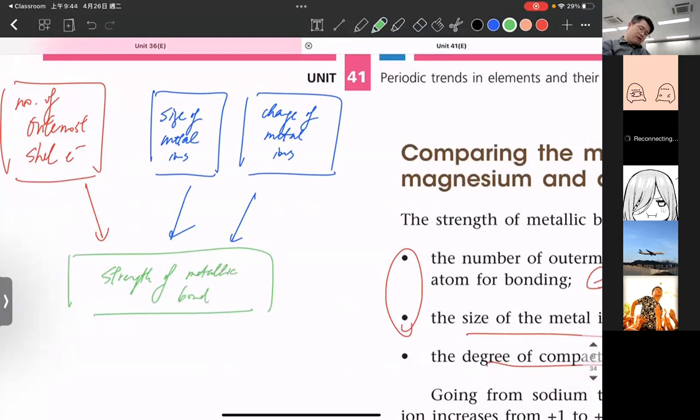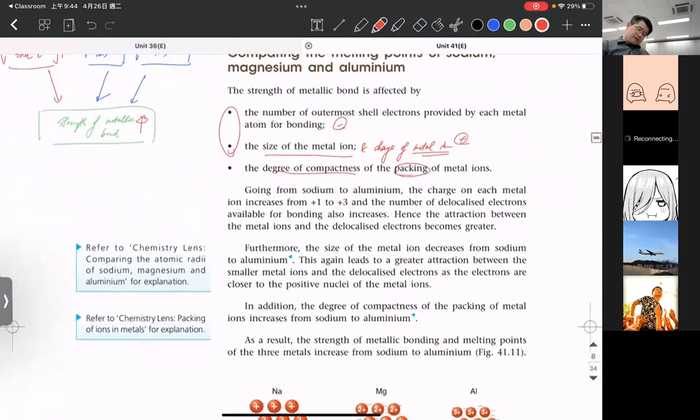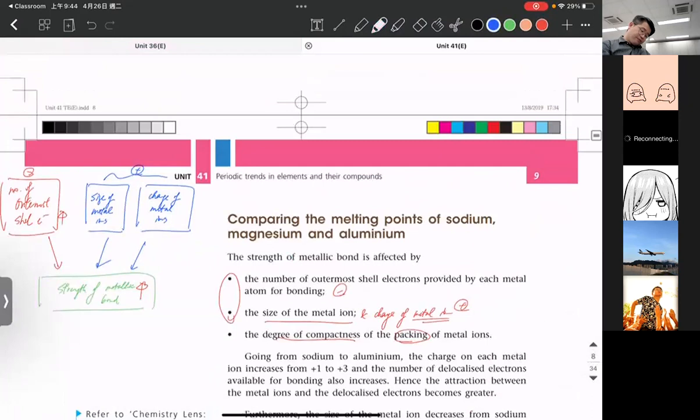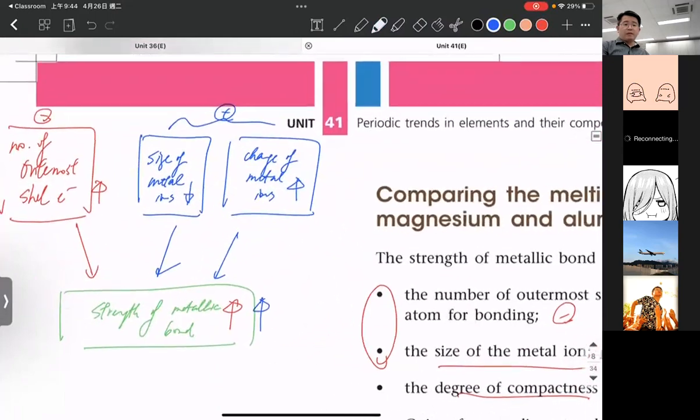Do you still remember? The one in red refers to something negative, while the one I marked blue is positive, right? So as the number of outermost shell electrons increases, the strength of the metallic bond increases. That's it. Can you get my point? So how about the blue one? If you want to make it increase, what should we consider? The charge should be high, but the size of the metal ion should be small. Do you still remember that?